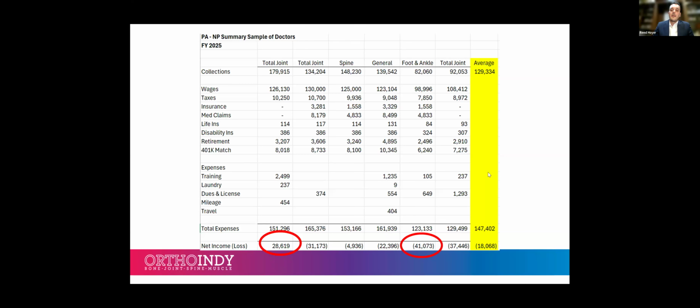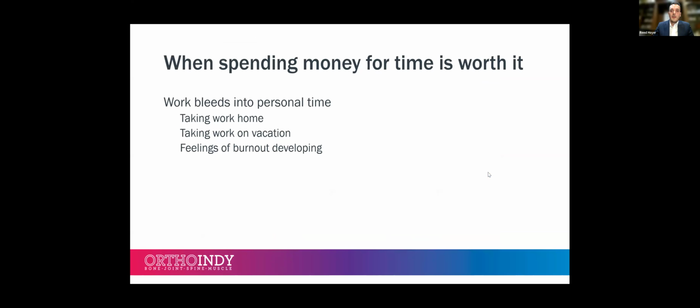And that does include counting revenue that has been collected by the APP. So when is it worth it to spend money for time? Again, I think this is a personal decision we all need to answer for ourselves. However, when you find yourself taking work home, taking work on vacation, when you start to have feelings of burnout developing, it certainly may be worth it to consider spending some money to get some of your time back.